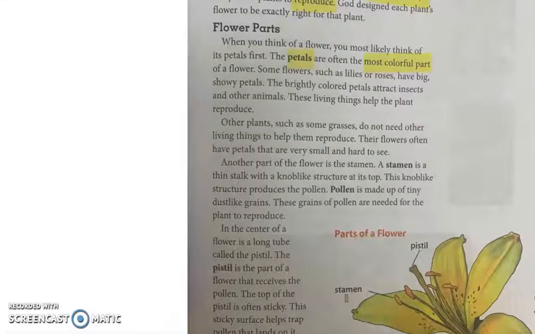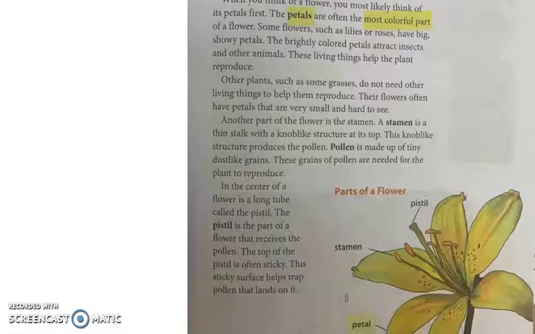Some flowers, such as lilies or roses, have big, showy petals. The brightly colored petals attract insects and other animals. These living things help the plant reproduce. Other plants, such as some grasses, do not need other living things to help them reproduce. Their flowers often have petals that are very small and hard to see.